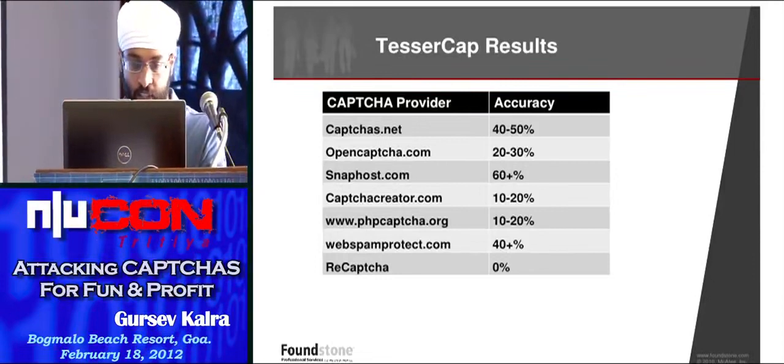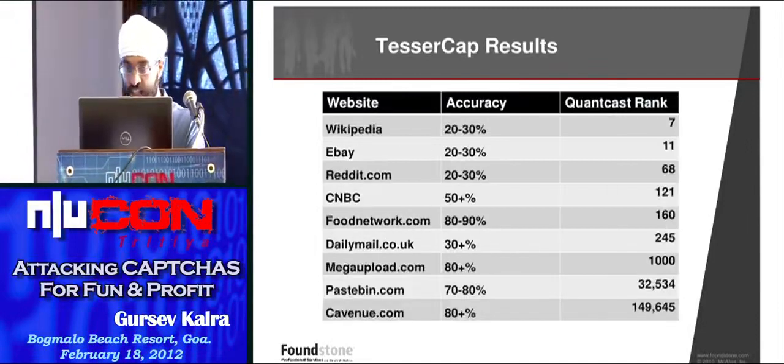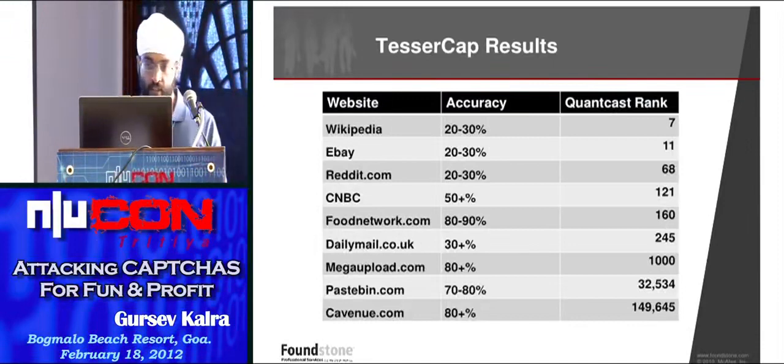On CAPTCHAs.net, you can see some websites. reCAPTCHA, I couldn't touch. Web spam product, yes. PHP CAPTCHA, again 10 to 20%. So these are the big websites. Wikipedia could be solved around 20 to 30%.